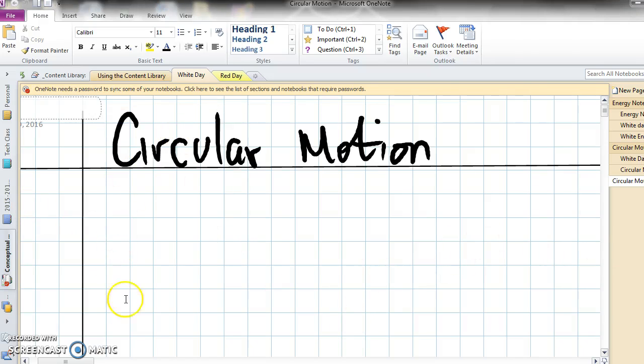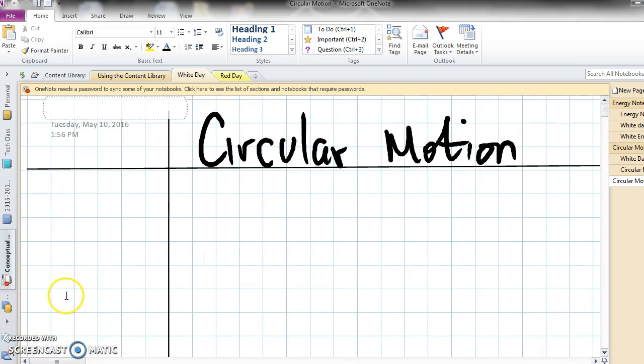Alright, gentlemen, I'm going to try and fly through this. I wish we could have gotten it done in class.